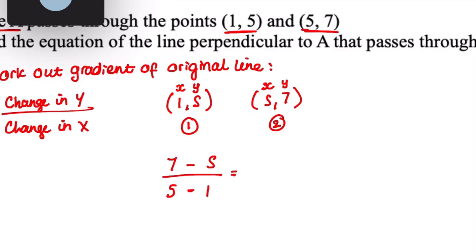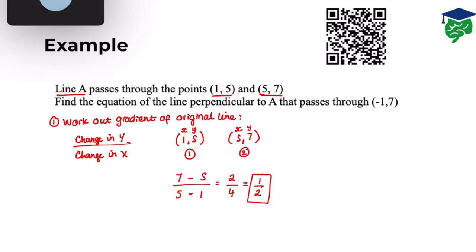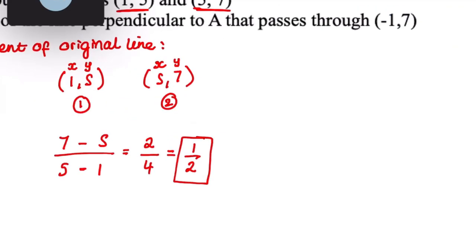Okay, now 7 subtract 5 gives you 2. And 5 subtract 1 gives you 4. Okay, so we have 2 divided by 4, which is just a half. So this over here is the gradient of our original line. Okay, so gradient of original line. But we don't want the gradient of the original line.